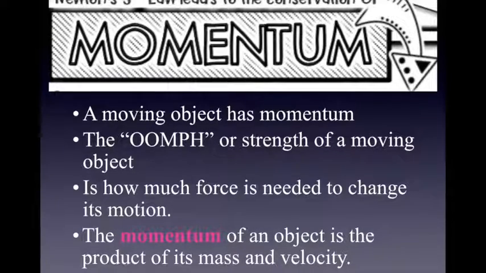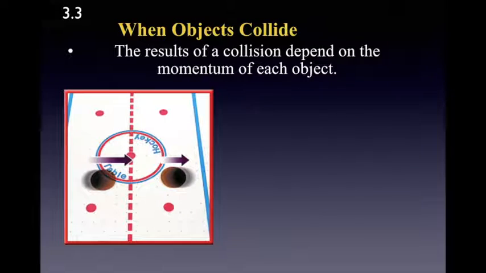Newton's third law of motion leads to the law of conservation of momentum. A moving object has momentum. It's where the oomph or the strength of a moving object comes from. It is how much force is needed to change its motion. The momentum of an object is the product of its mass times the velocity. You learned that from the car crash video that we watched earlier. Momentum is mass and velocity.